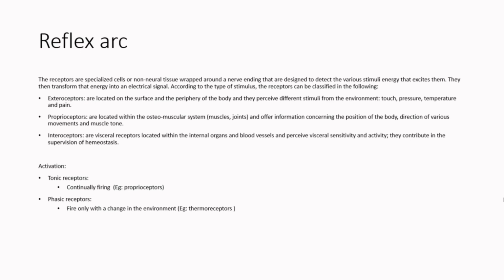First component is the receptors, the second is the afferent pathway, third reflex center, then the efferent pathway, and last but not least the effectors. So the receptors are specialized cells or non-neural tissue which are wrapped around these nerve endings, and they are designed to detect the stimuli that excites them, and they will transform this energy into electrical signals. And we can classify them in 3. We can classify them as exteroreceptors, proprioceptors, or interoreceptors.